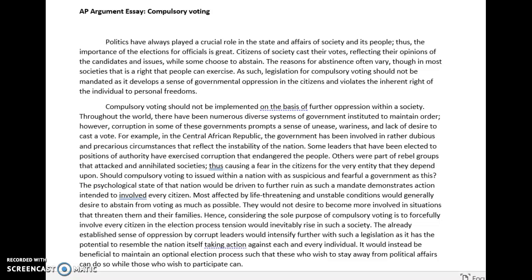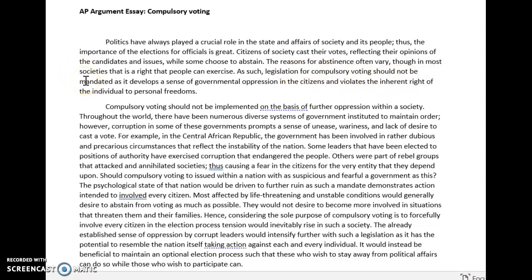So introduction paragraph, here we have a nice amount of context, some background information about politics. We have some background information about voting and the reasons why people choose not to vote. And then finally, as we are required to do, this child includes a thesis statement at the very end. Legislation for compulsory voting should not be mandated.